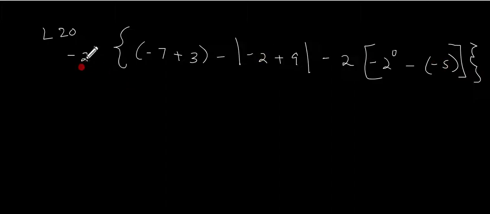Okay, so whoa, lots of issues to do here. First of all, this is 2 to the 0. The negative is not to the 0, so we're going to end up with a negative 1 outside of here.